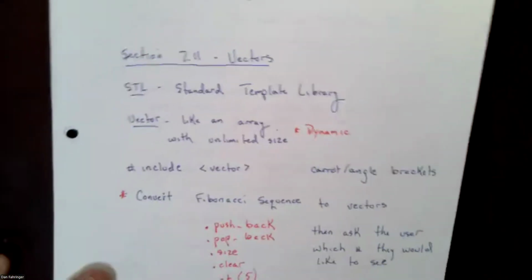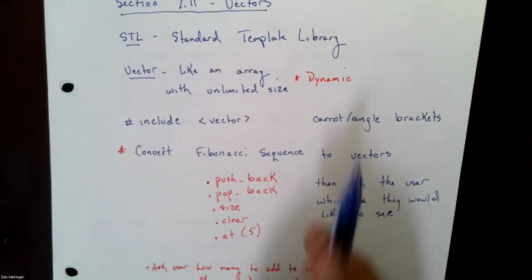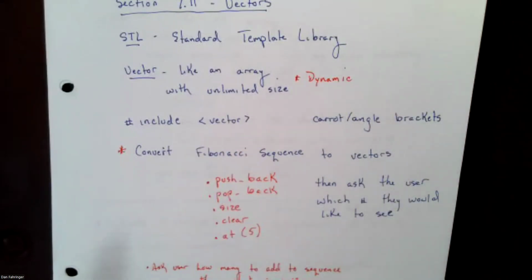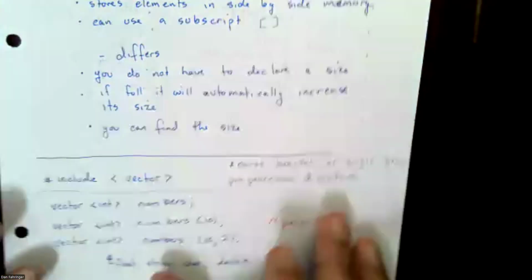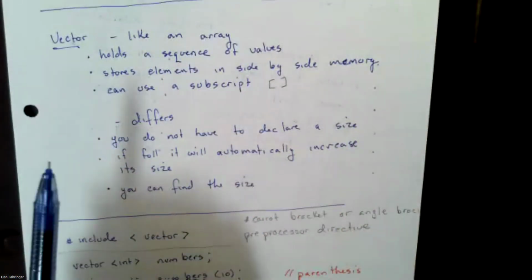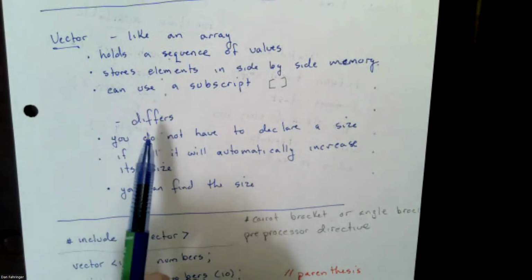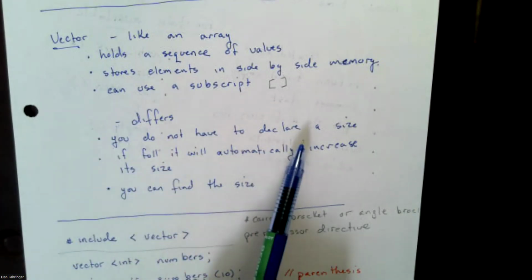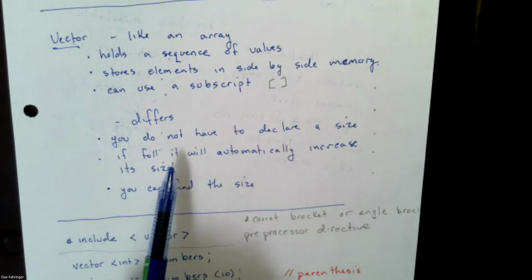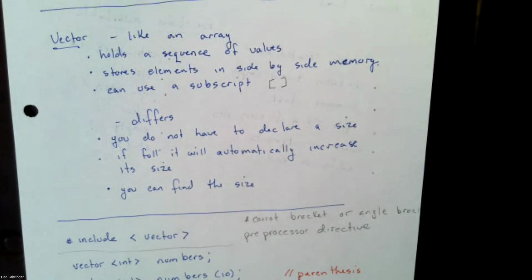Well, how does this work? Well, we have a vector. It's like an array, except it's unlimited in size. How do I declare it? I need a preprocessor directive. I have an include statement. Okay, let's see what's going on in here. For my vector, again, it's like an array, holds a sequence of values, stores them side by side in memory, and I can even use a subscript. How's it differ? You don't have to declare a size. It'll increase as long as you want. You can still find the size.